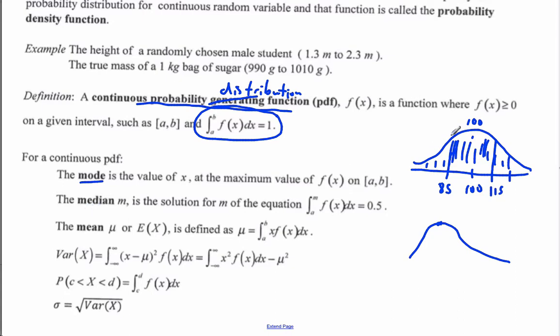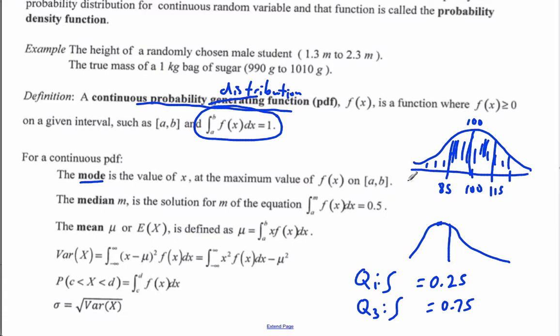The median is also 100 for this distribution. It's the point at which 50% is above and below that point. So in this one here, probably somewhere like here would be the median. And you can calculate that by calculating when the integral is equal to 0.5. You could also be asked for the lower quartile, so you'd do the same thing, but you have to get the integral equal to 0.25, and for the upper quartile, the integral equal to 0.75.